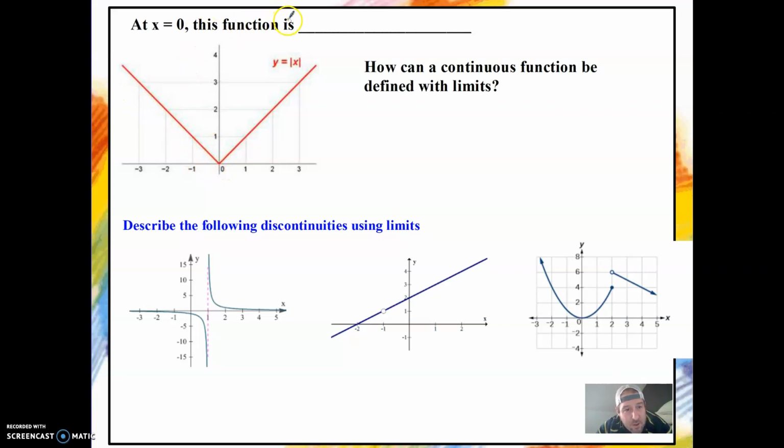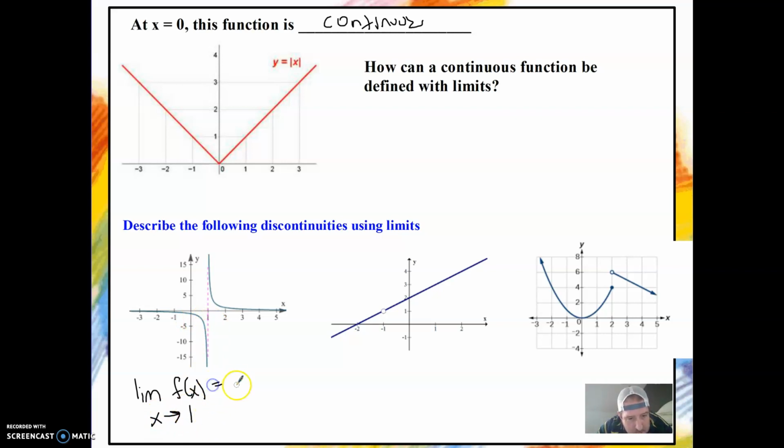This function is continuous. There is no jump in this case. There's got to find discontinuities using limits. So this is infinite because we know the limit of f of x as x is approaching 1.